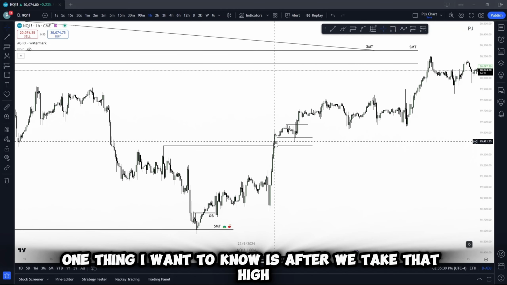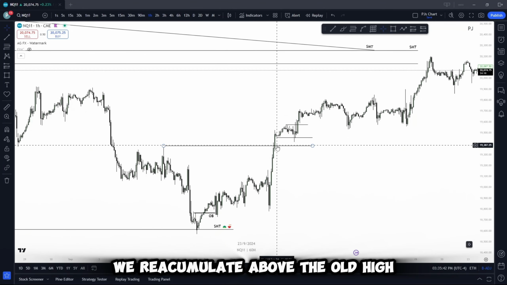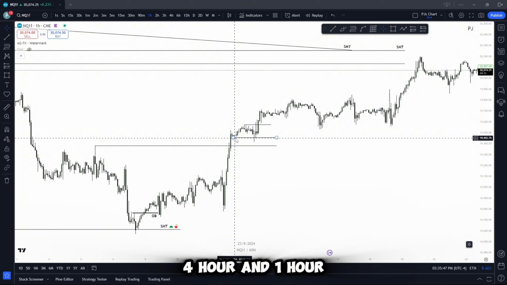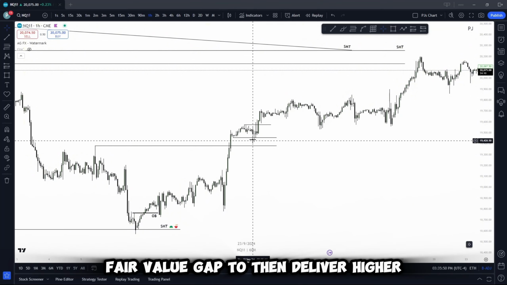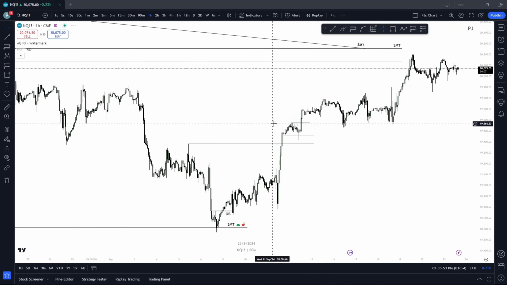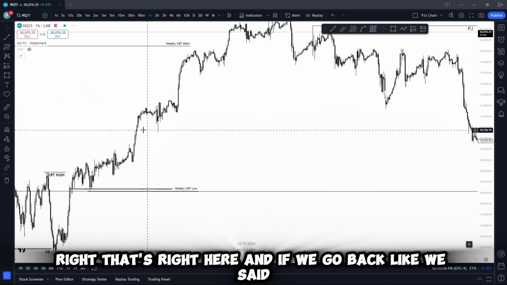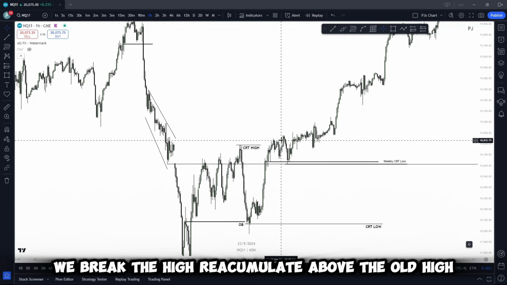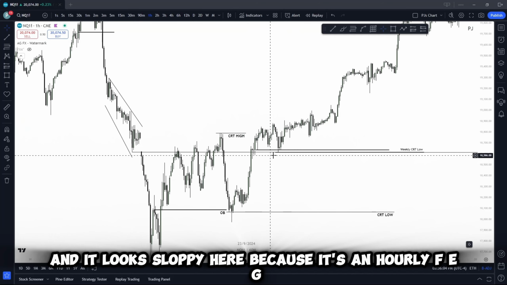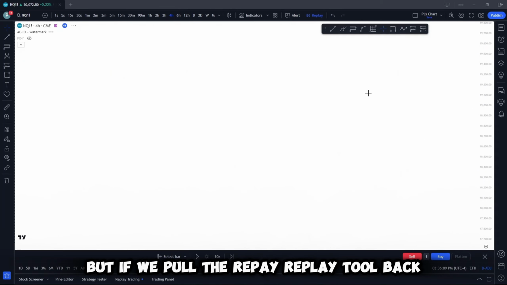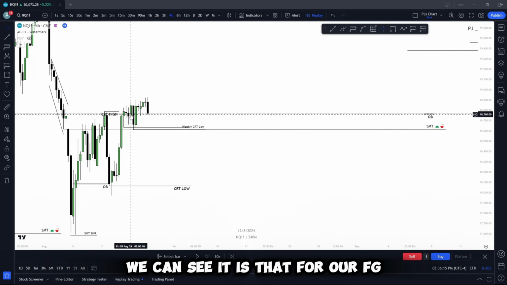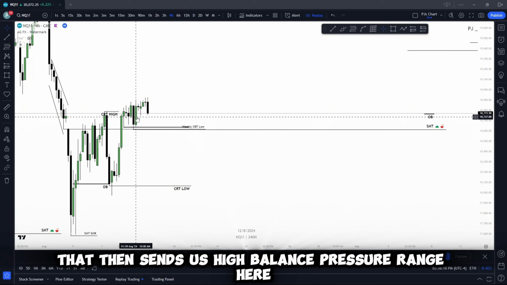One thing I wanted to note is after we take that high, we reaccumulate above the old high, sweep into the ITL in the higher time frame 4-hour and 1-hour fair value gap to then deliver higher. Right, that's right here. And if we go back, like we said, it is right here as well. We break the high, reaccumulate above the old high, and it looks sloppy here because it's an hourly FEG, but if we pull the replay tool back, look at this on the 4-hour, we can see it is that 4-hour FEG after reaccumulating above an old high that then sends us higher.